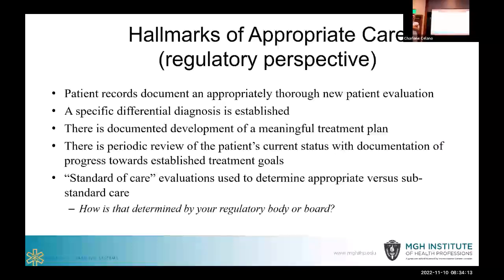What do you think? So you can make sure that the patient understood the risk and benefits of that treatment, and if possible, shares in the decision making. That's a fantastic idea. What else?